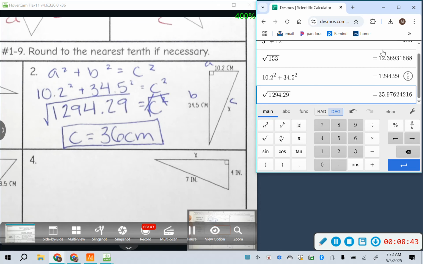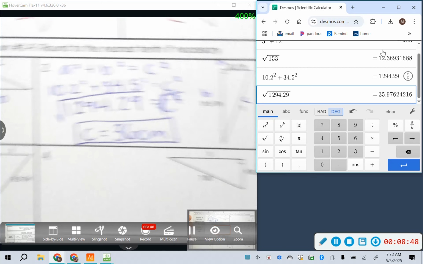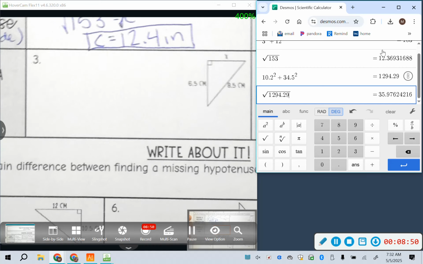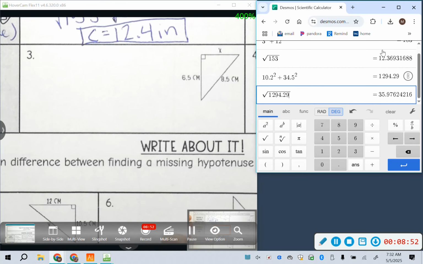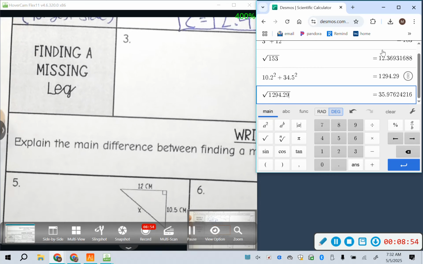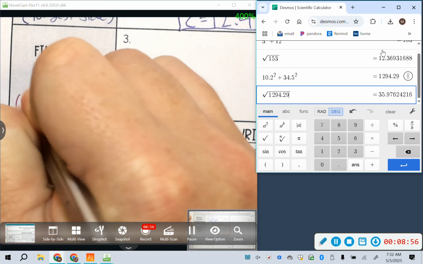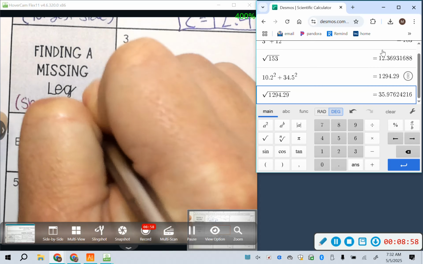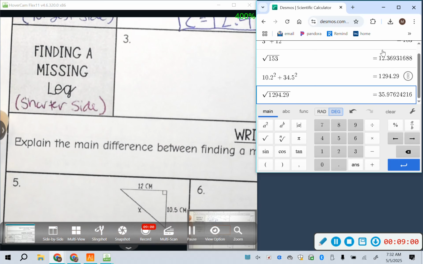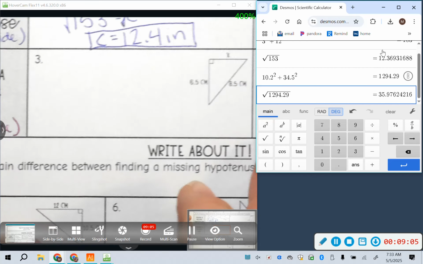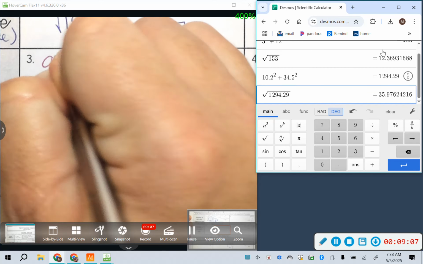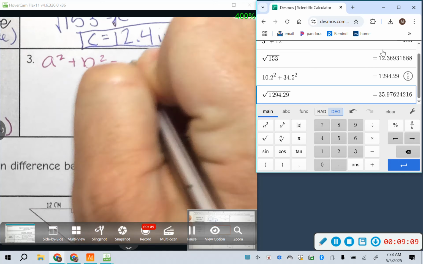So now the difference is if you look at the next ones, what are those missing? Is it my side C? No. So it says find a missing leg, which is a shorter side. It doesn't have to be the shortest side. It could be either side that's not the hypotenuse, okay? So knowing that, again, I know my formula is A squared plus B squared equals C squared.